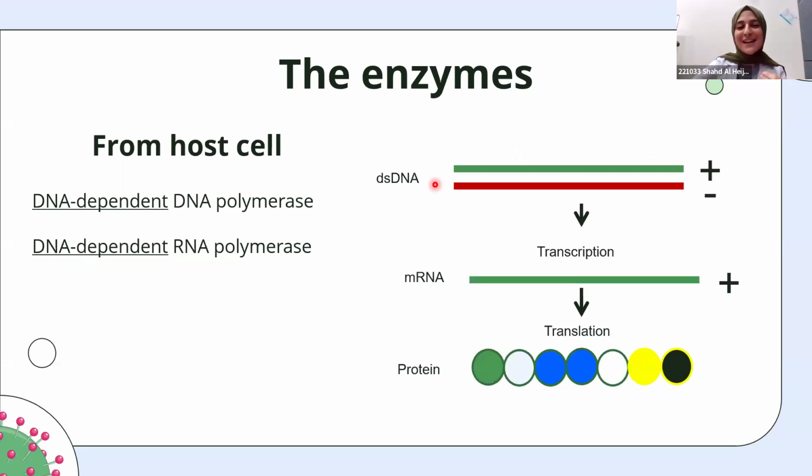Let's start with enzymes from the host cell. So here you have DNA-dependent DNA polymerase and DNA-dependent RNA polymerase. Now, to understand what they do: DNA polymerase will make DNA. So we're making DNA from what? DNA-dependent. So with DNA polymerase, we're making DNA from DNA. This is normal in human cells. We can make DNA from DNA.